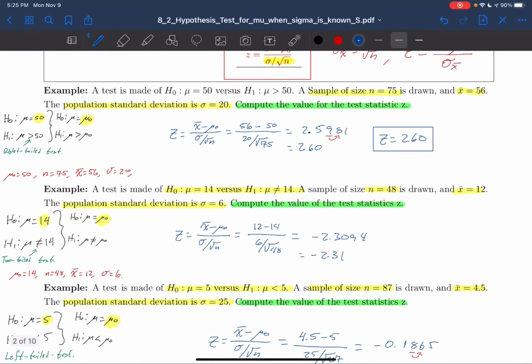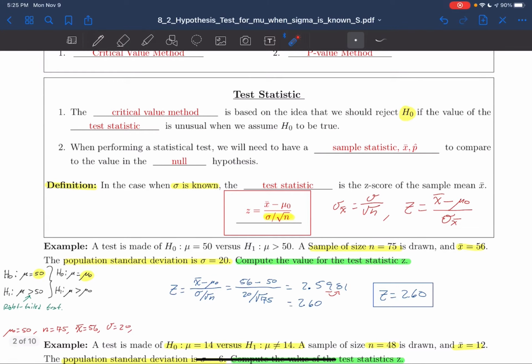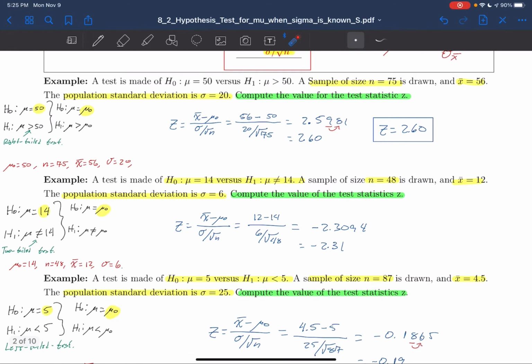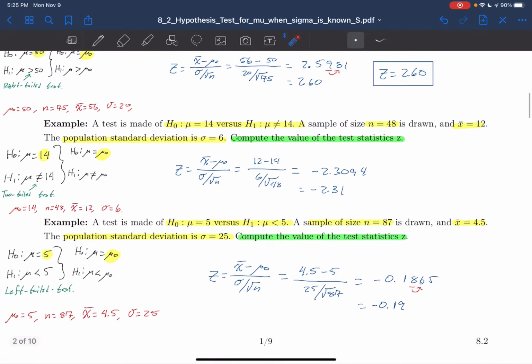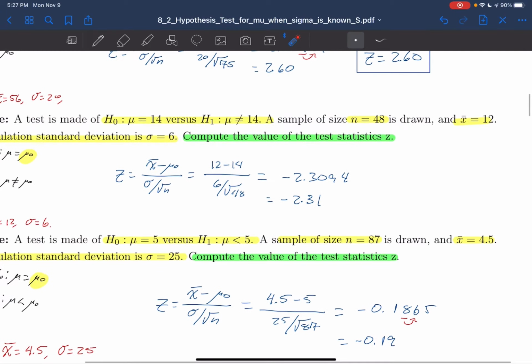Okay, so now we have had a lot of practice computing our test statistic. Again, this is only the first part of hypothesis testing. We still need to do a couple more things. Before I move on, let me just box all of the answers. So here we had z, our test statistic, equal to negative 2.31.